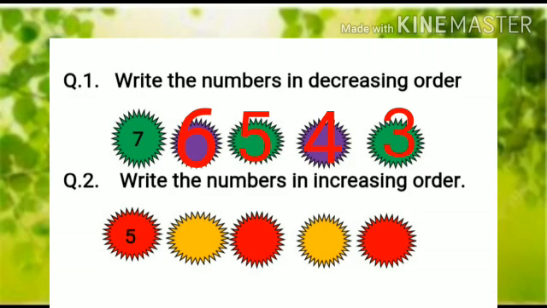Next question. Here you have to write the numbers in increasing order. The given number is 5. We have to write the numbers which are bigger than 5. So, the number which is bigger than 5 is 6. The number which is bigger than 6 is 7. The number which is bigger than 7 is 8. And the number which is bigger than 8 is 9.